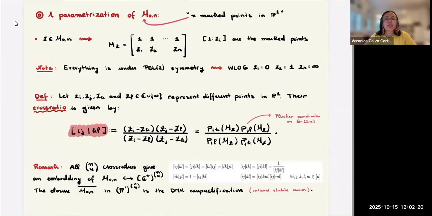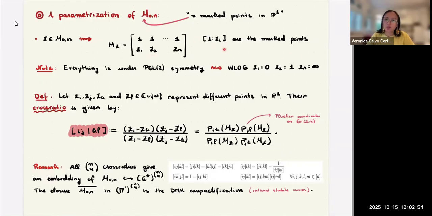Okay. So first, let me just quickly say what is M0N in case some of you have never encountered it. So this is the moduli space of n marked points in the projective line. And I'm going to give you a very explicit parametrization of how we can view this space. So if we have a point in M0N, we are going to represent it by a 2 by n matrix, where we're going to view the columns as the marked points in P1.